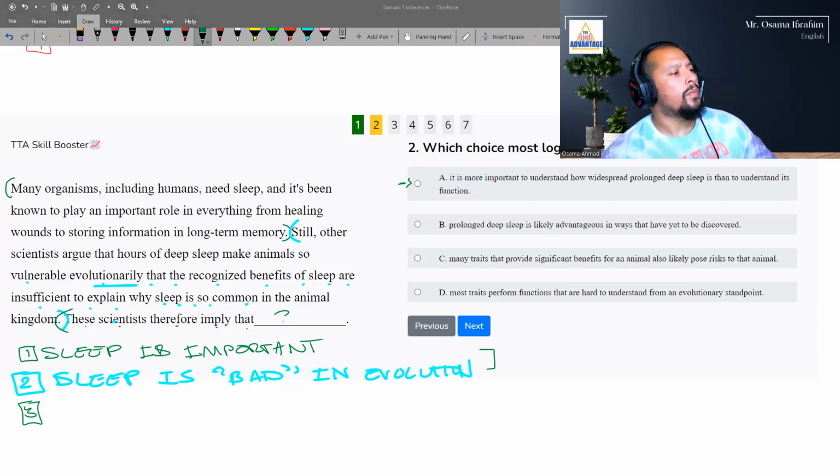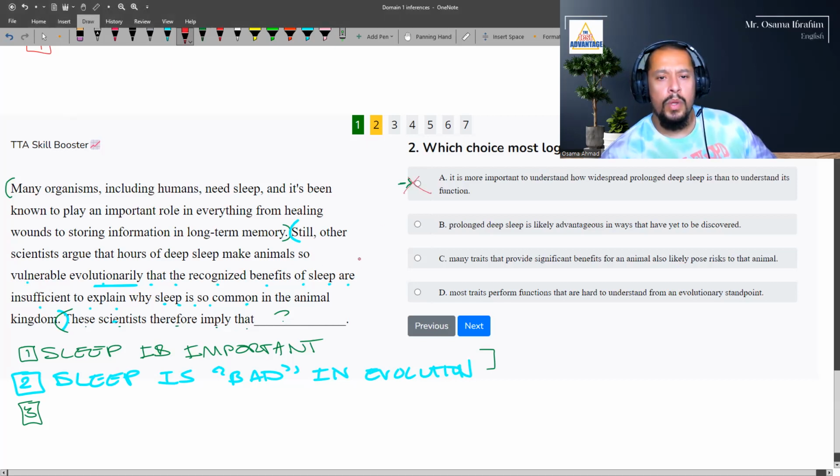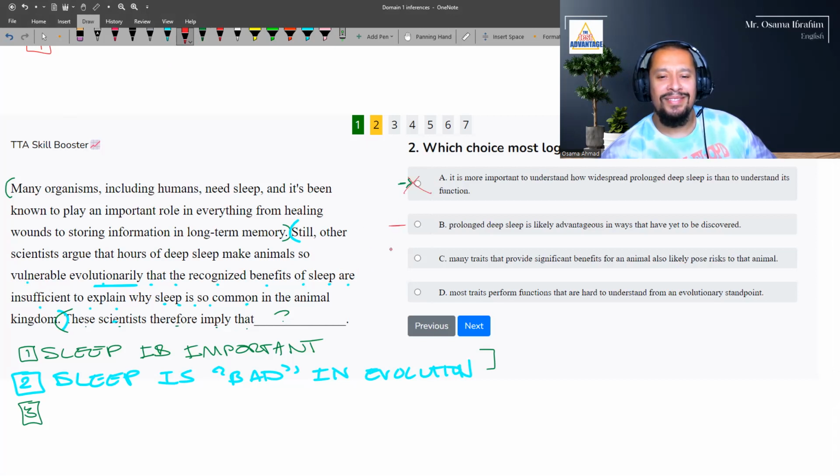No. Why no? Because it doesn't explain the secondary. Do I read the second? What do you think, Mr. Ahmed? No, read it and tell me if it is correct or incorrect. Prolonged deep sleep is likely advantageous in ways that have yet to be discovered. Also no. Why? It doesn't explain the second one also.